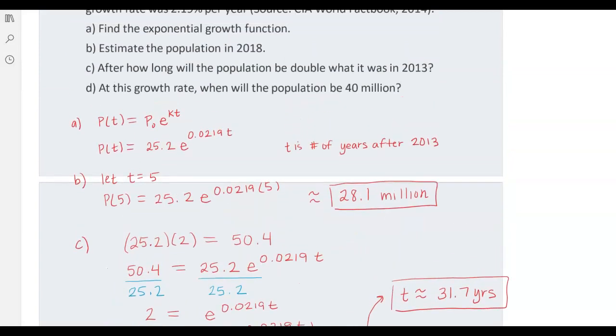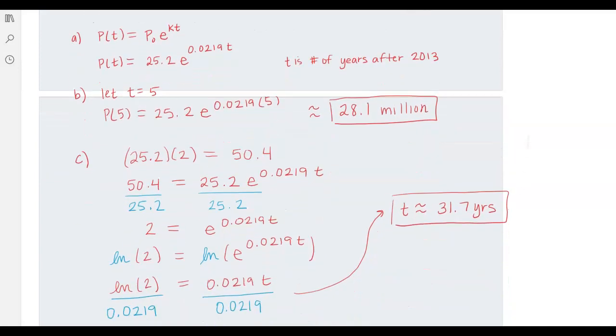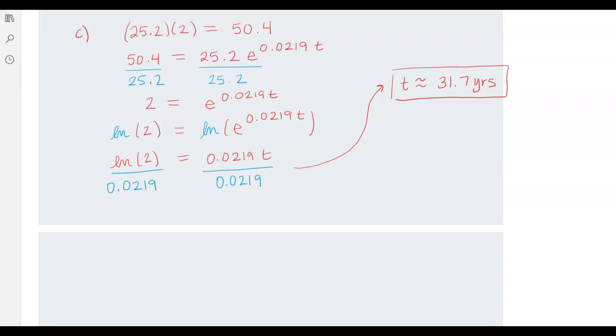And then we had one more question. At this growth rate, when will the population be 40 million? So for part D, we're going to put 40 here.